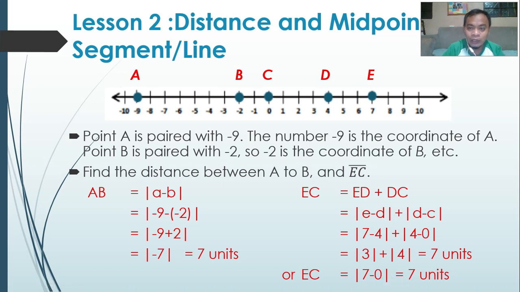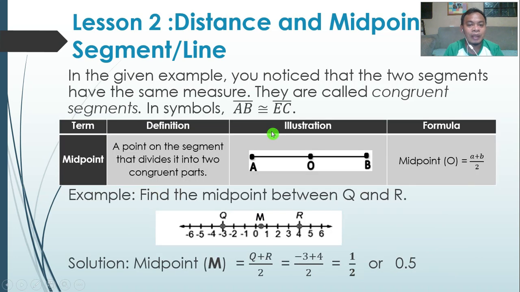Okay, if we count this one, from E to D, 1, 2, 3. Di ba? 3 from E to D. From D to C, 1, 2, 3, 4. So 3 plus 4 is 7. If we direct from E to C, let's count 1, 2, 3, 4, 5, 6, 7. Still 7 units. Okay, so in the given example, you notice that the two segments have the same measures.